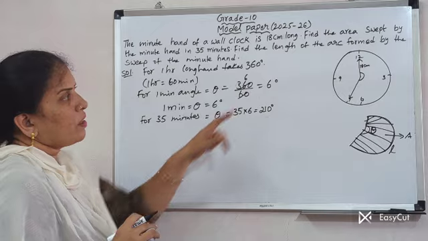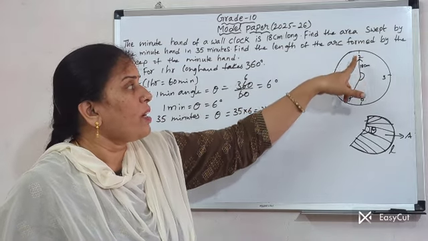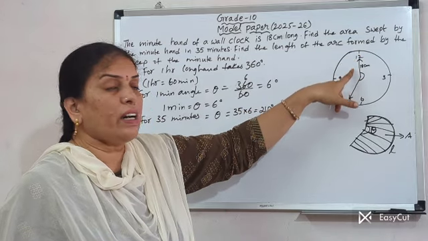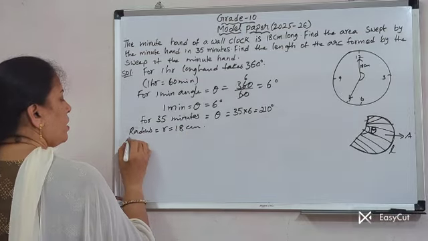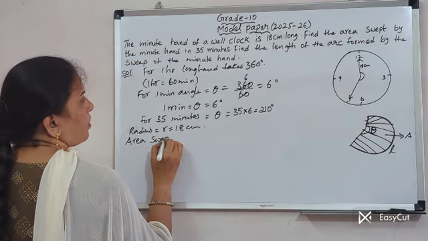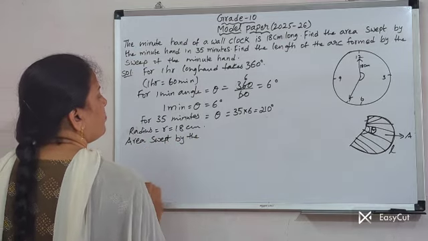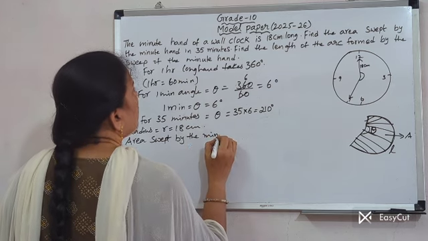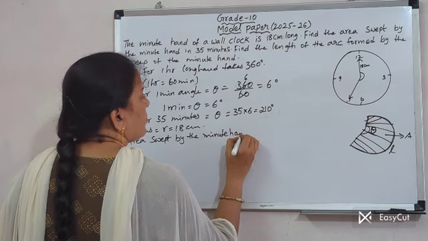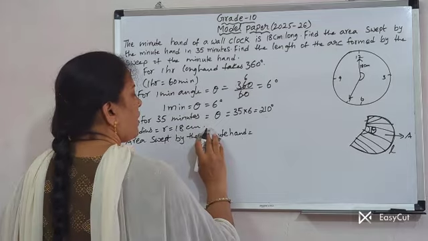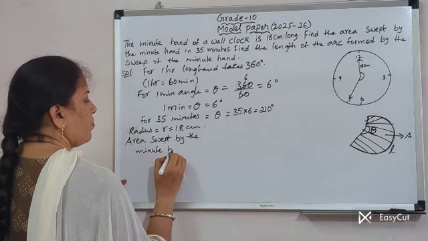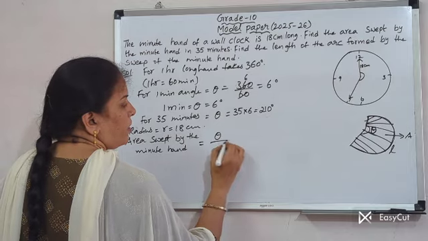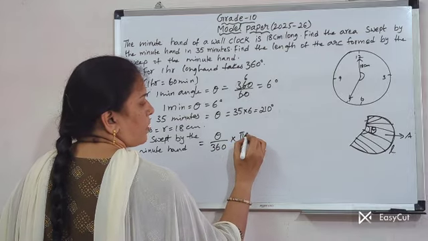Area of the sector. Okay, before applying the area formula, what is the radius here? 18 is the radius. R is equal to 18 centimeters. Area swept by the minute hand is equal to, or I write here, my place won't be sufficient, theta by 360 into pi r square.